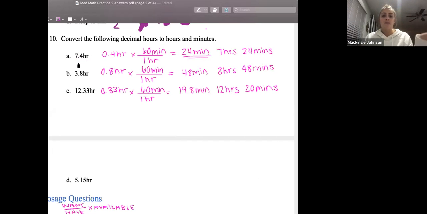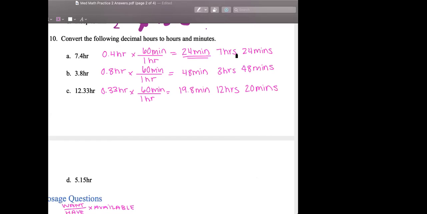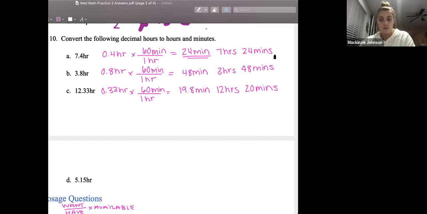So sometimes people are able to do it quicker, like if it was 7.5, they'd know that you could just times by 4 because there's 25 minutes. That's too confusing, but yeah, ultimately we're just trying to figure out what 0.4 is in minutes. So now that we know that we have 24 minutes, it's asking to convert to hours and minutes. So we take our 7 hours and then we have our 24 minutes.